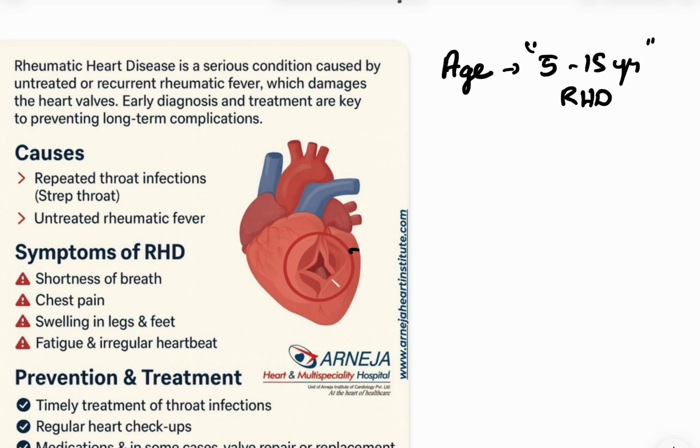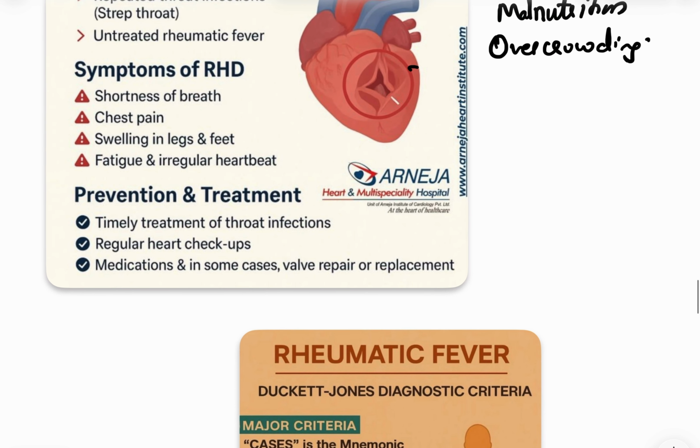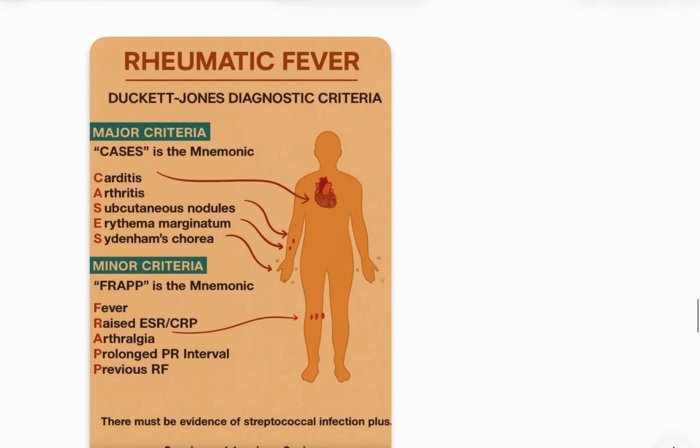And then there is poverty. Obviously the patient has got an infection, but the patient is not going to the hospital because they have other responsibilities to take care of. Or malnutrition. Or overcrowding. These can be the risk factors of rheumatic heart disease. Now we go to the signs and symptoms of rheumatic heart disease.